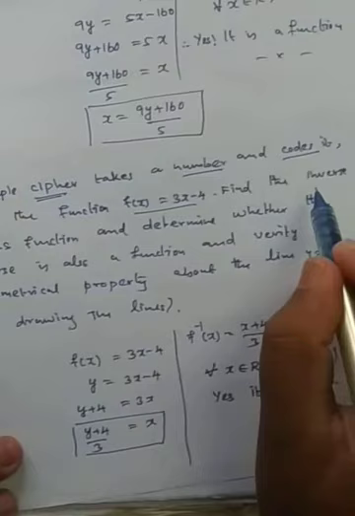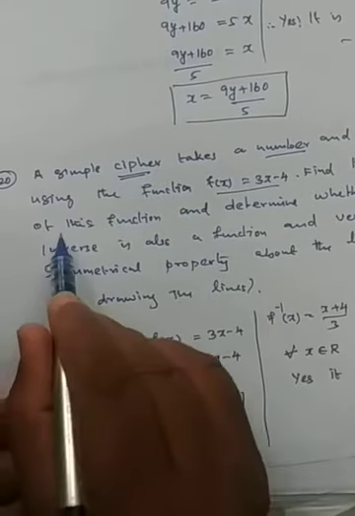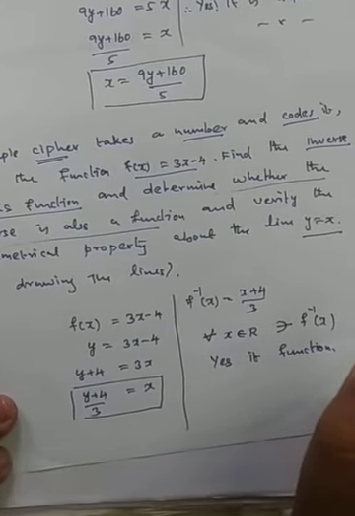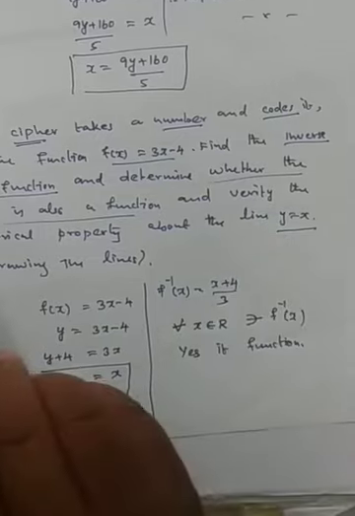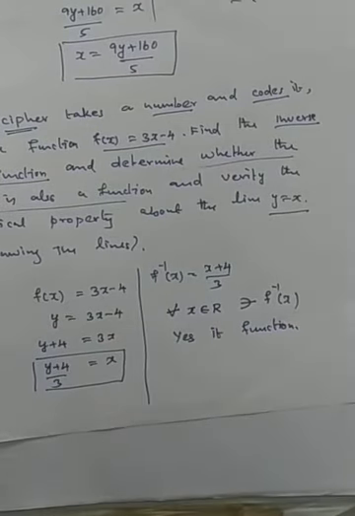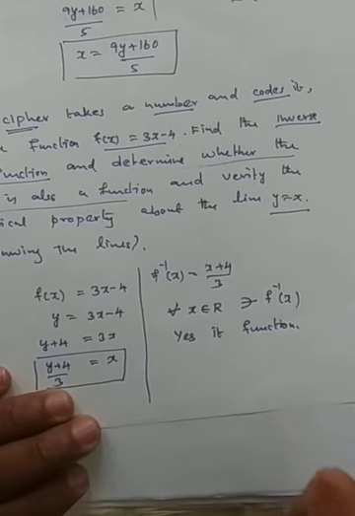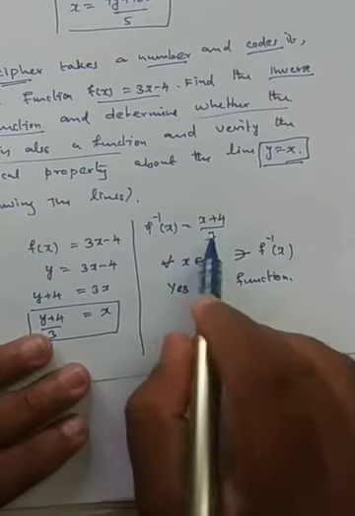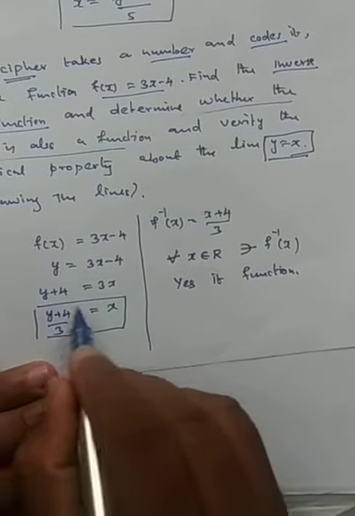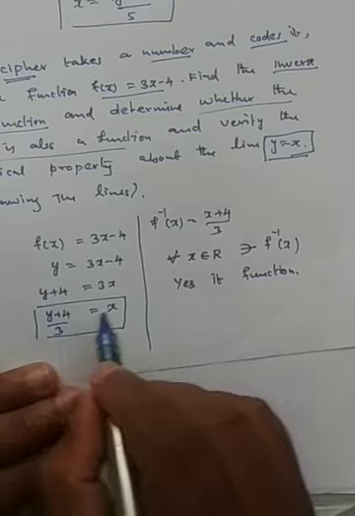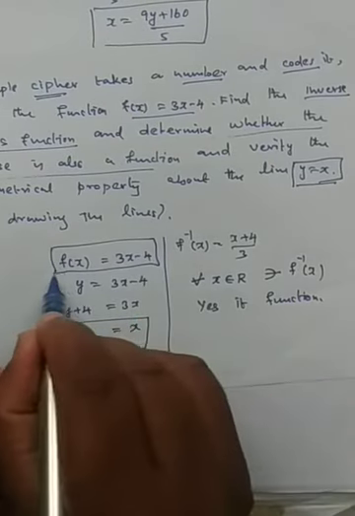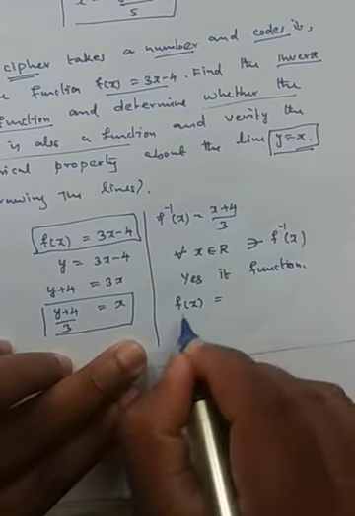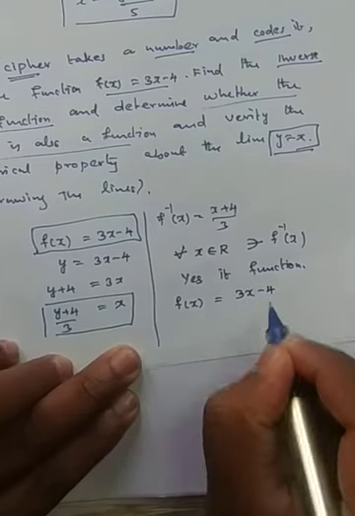They asked to find the inverse of the function, and determine whether the inverse is also a function. The next one is to verify the symmetrical property about the line y equals x. Take y as the function value, f of x. We only need to do these two. So I'll write f of x equals 3x minus 4.